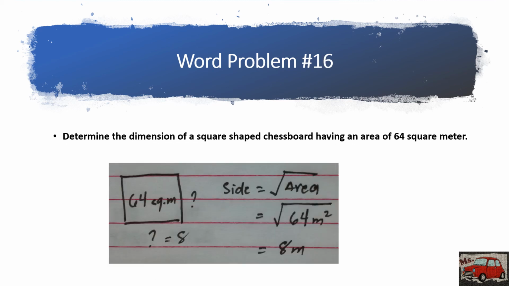Alright? Determine the dimension of a square-shaped chessboard having an area of 64 square meter. Alright, so ang hahanapin lang natin is yung dimension or yung length and width ng chessboard. So kung ito yung chessboard na merong area na 64 square meter, ano yung length niya tsaka yung width niya? Okay? So to get the side, again, we just need to get the square root of the area. So the square root of 64 square meter is 8 meter. So, yung side niya, length and width niya is parehas na 8 meter. Okay? So, that is the dimension of the square-shaped chessboard.